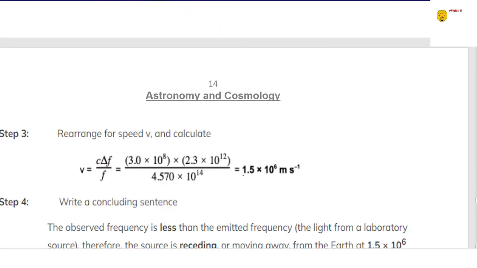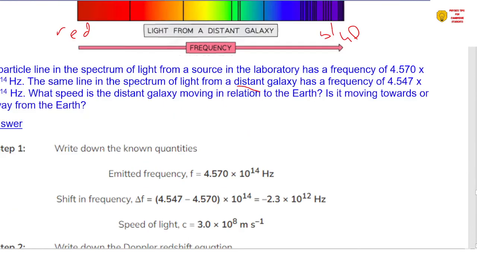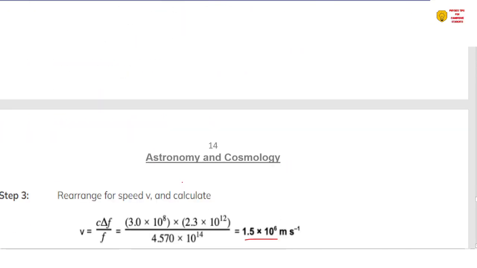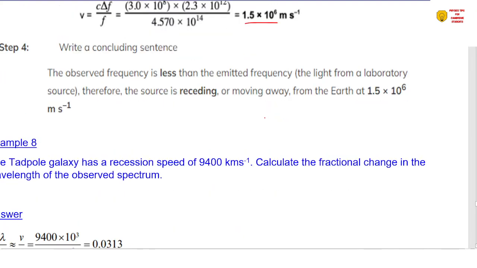Right? So which is going to give you 1.5 times 10 to the power of 6 meters per second. Now the question says, is it moving towards or away from the Earth? Now the fact that the frequency has decreased, it means that the lambda has increased. So it has redshifted, which means it is receding or moving away from Earth at that particular speed, 1.5 times 10 to the power of 6.